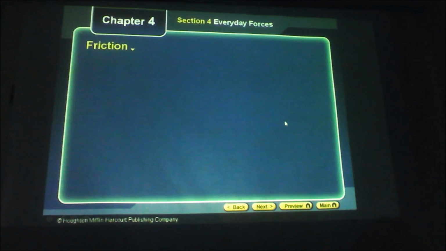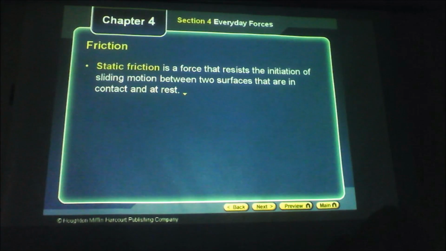All right, now let's talk about friction. Static friction is a force that will resist the start or the initiation of a sliding motion between two surfaces that are in contact and at rest. We have a lot of practice with friction. If you want to increase friction, you would put spikes on your feet for, say, baseball or football, where you have cleats that dig in and increase the friction between the shoes and the surface.